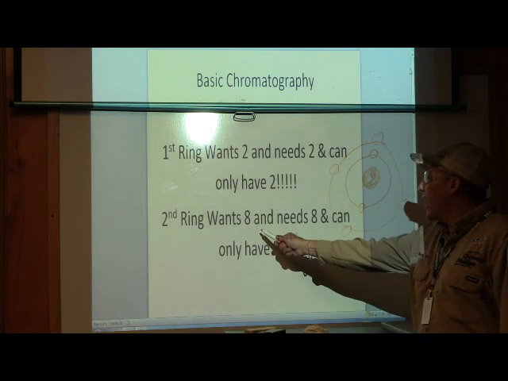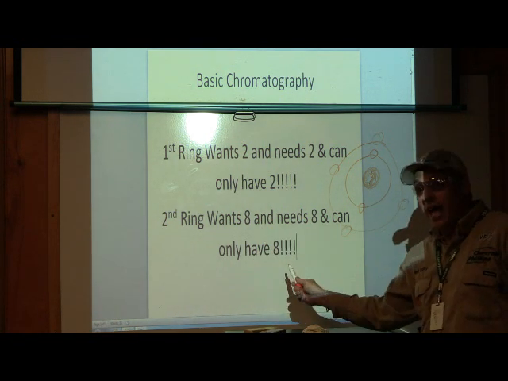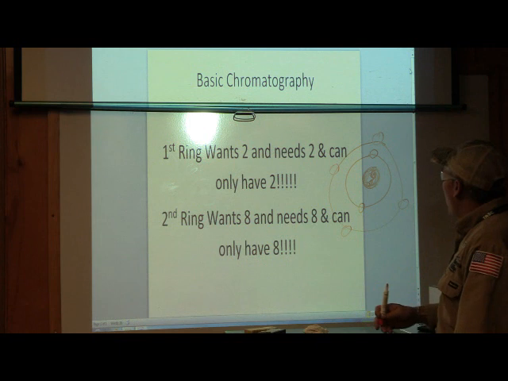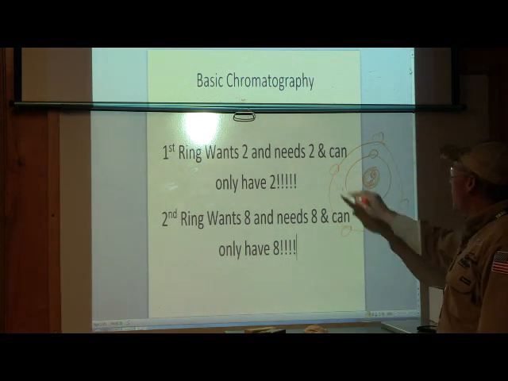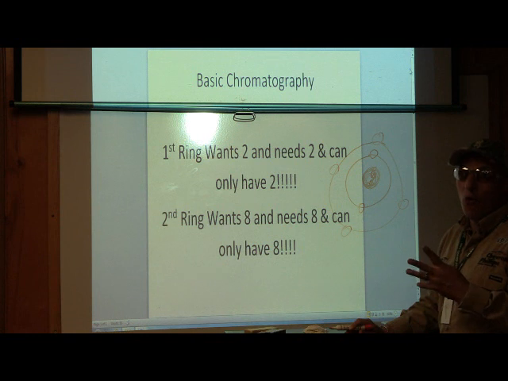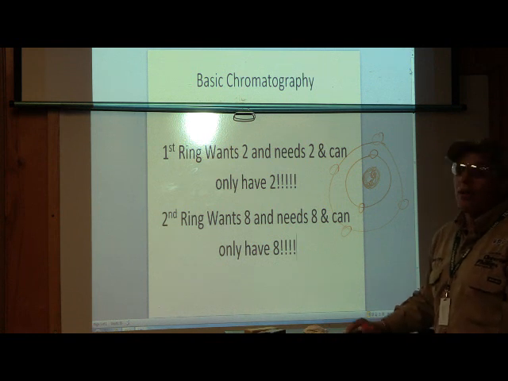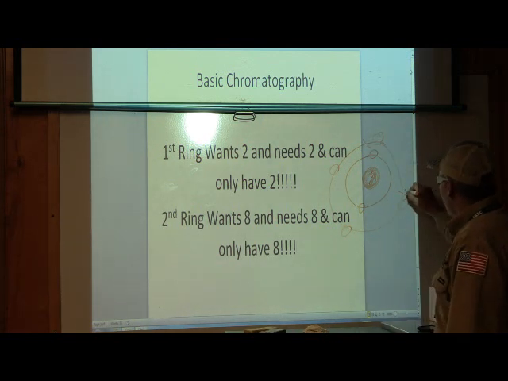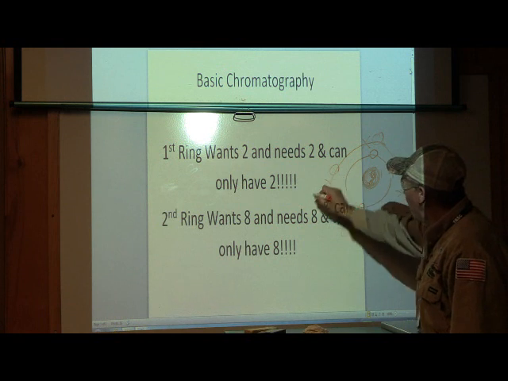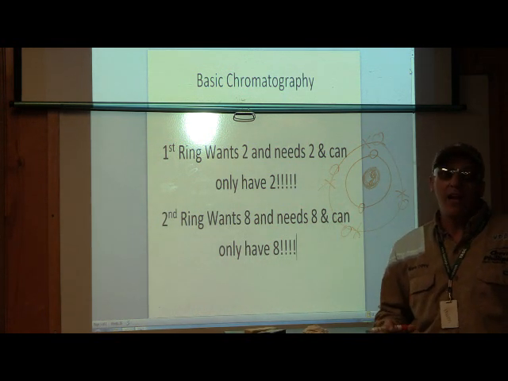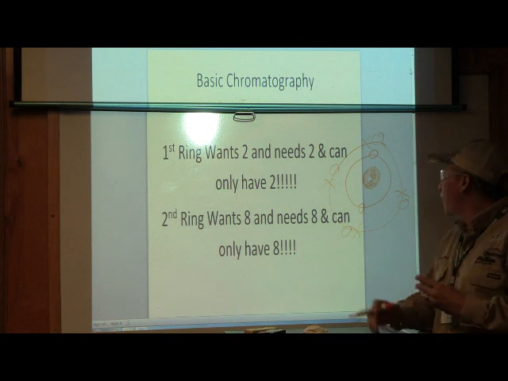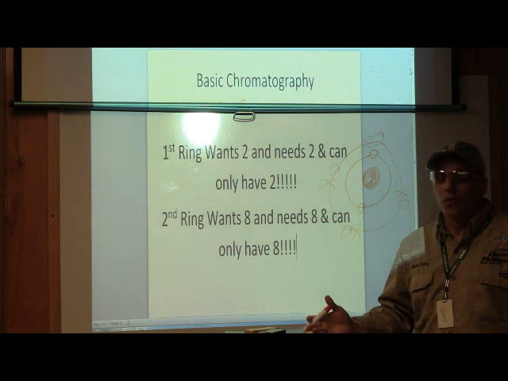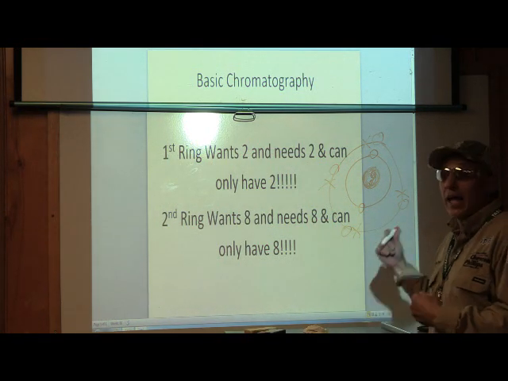Second ring wants 8, needs 8, and can only have 8 electrons before we have to jump to the next ring. Now, how many do we have? One, two, three, four. We need four more. We have a valence, write that word down, valence, of four. We need four more electrons in order for carbon to be satisfied on its ring. That's the law. The law is the law. We have to go and complete that ring.